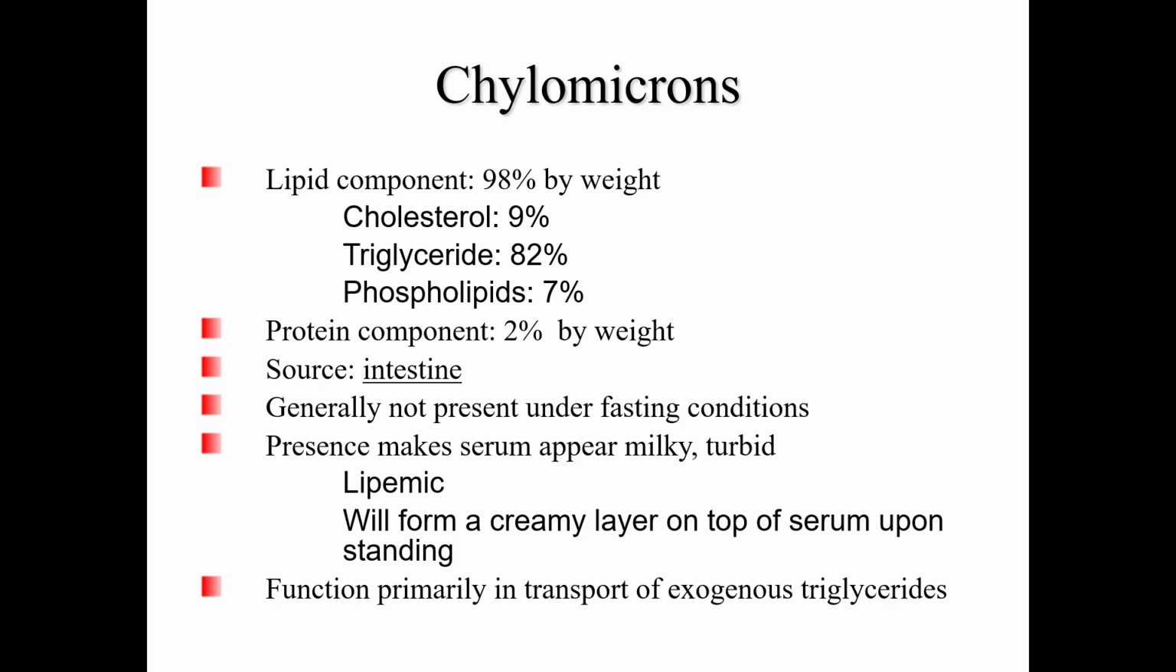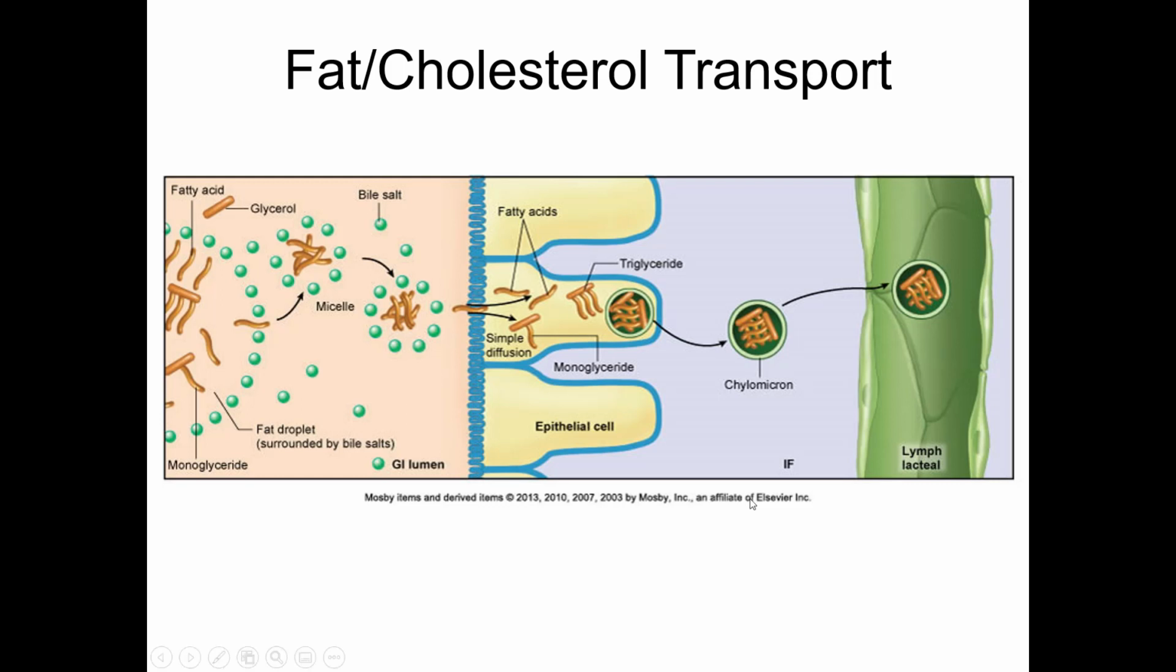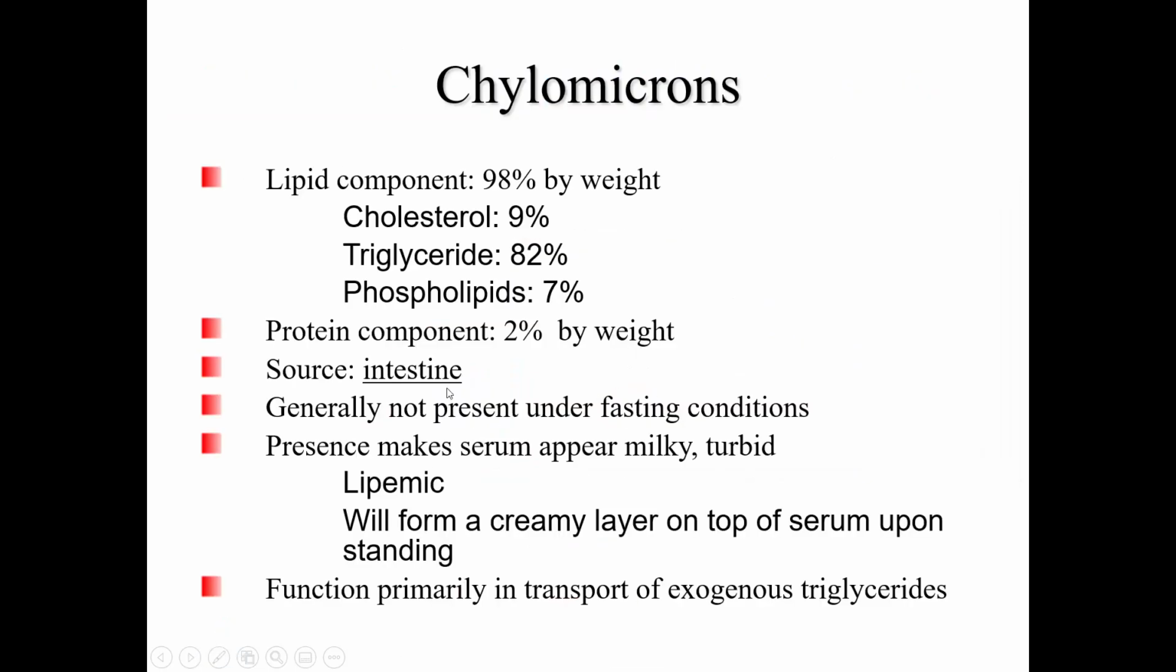So now just going through each one of these and the details. So we talked about the pathways that these would travel through. So now we're going to talk about the details specifically. So chylomicrons, if you remember from the diagram, and I'll go back to the diagram, once the triglycerides are absorbed from the diet, chylomicrons are going to transport those triglycerides to the liver. So the lipid component, you can see the breakdown.